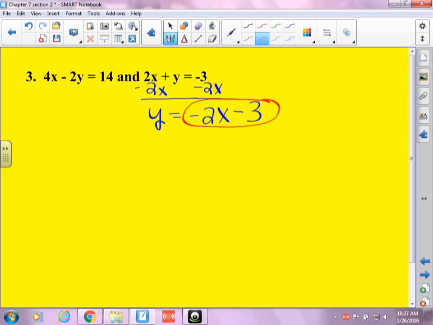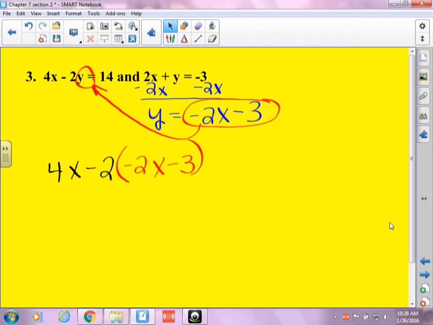And what do I circle in the other one? The y, because it's y equals. So I'm going to circle the y here, and I'm going to put this in for y. So I'm going to write 4x minus 2 parentheses. What do I put in the parentheses? -2x, yes. Minus 3, very good. Parentheses, and then equals 14. So I try to do it somewhat underneath that equation.